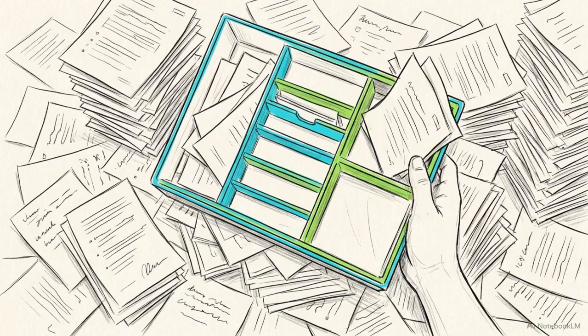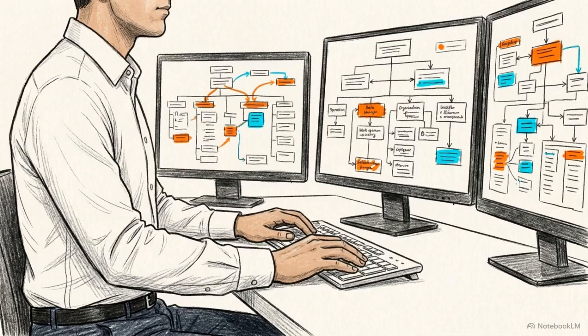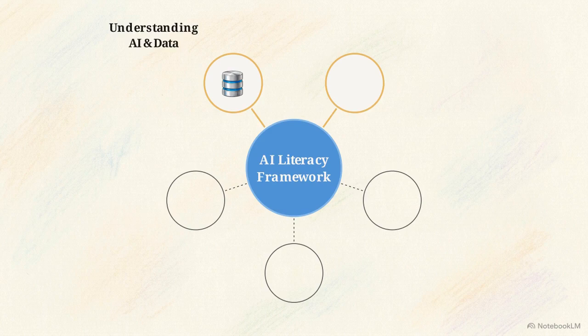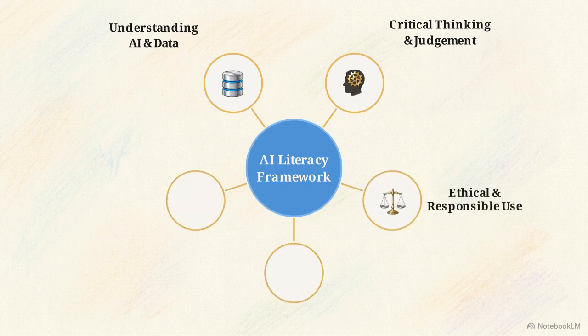Getting good work out of this chaotic, high-speed tool requires a specific management skill set. In the modern workplace, we call this skill AI literacy. To effectively manage this tool, we rely on the diagram you see here, the 5 dimensions of AI literacy. The first 2 pillars are about knowing your tool and checking its work. You need a solid understanding of how AI actually processes data and the critical thinking skills to evaluate the answers it gives you. The remaining 3 pillars guide how we apply it.